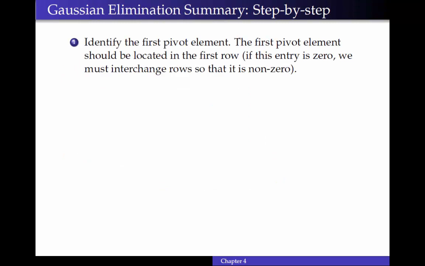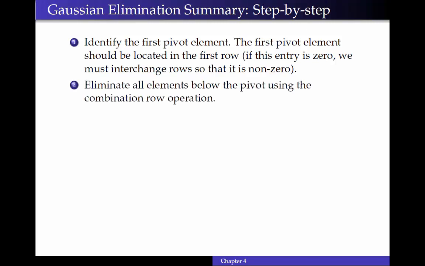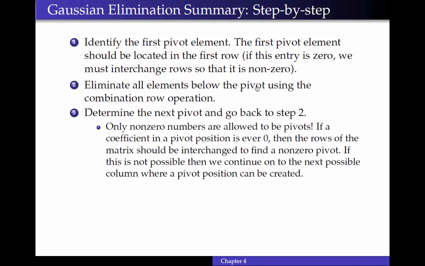Okay, so as a recap of what we just did, we start by identifying the first pivot element. This should be located in the first row. If it's 0, then we interchange rows so that it's not 0. And then we eliminate all elements below the pivot using that combination row operation. Then we determine the next pivot and go back to step 2. So at each step we find the pivot, and we eliminate everything below that pivot using the pivot.